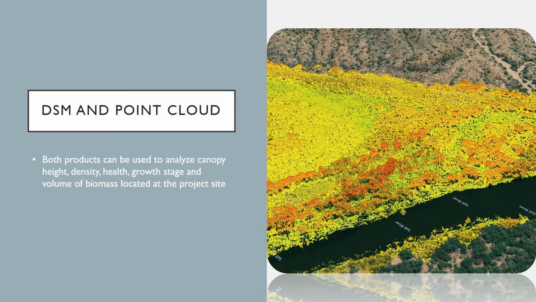Our DSM and our point cloud, again, this is just what we are using these products for, but we can use them to analyze canopy height, canopy density, the health of vegetation, the growth stage, and the volume of biomass that's above the ground surface on the project site. We can also use this, like I said earlier in the point cloud slide, to determine the amount of sediment that has eroded in certain parts of the site. And so this is what we are currently using digital surface models and our point clouds for.